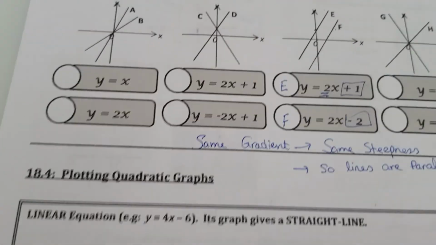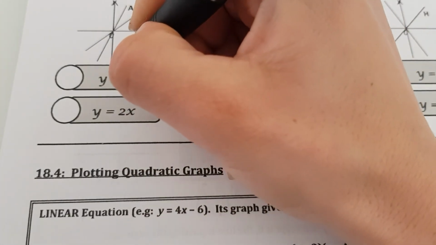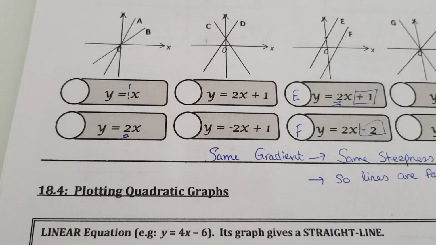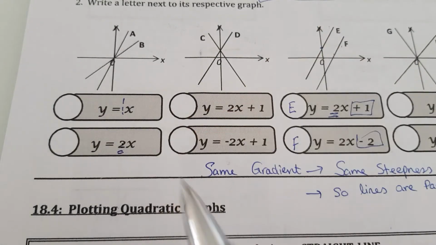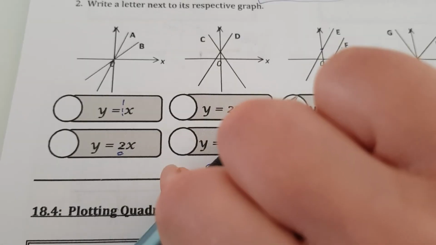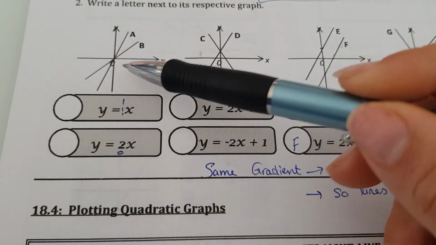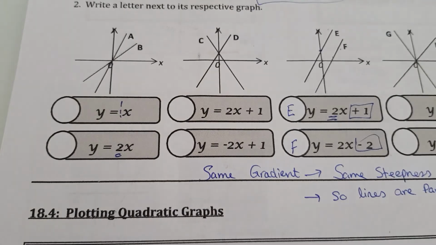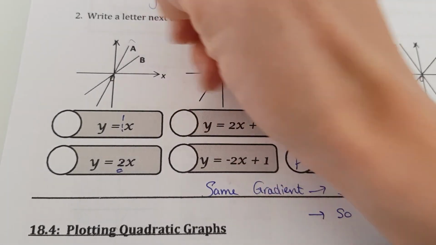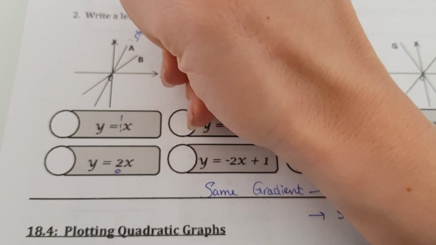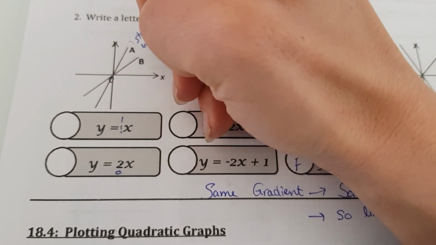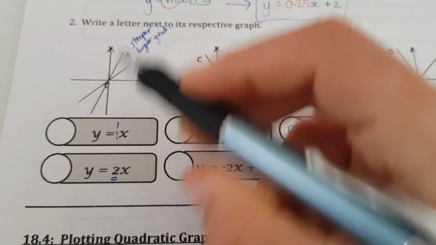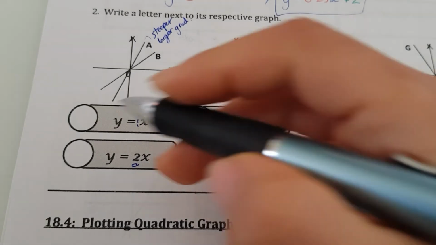So let's check them out. This one, y equals x, has one gradient, but this has a gradient of two. Which has the largest gradient? The largest gradient is this one. So since it is the largest gradient, it is more steep. And if we have a look at this, which is the steepest road? Which is the most difficult to climb? This is the steepest. This is steeper than this, so it has a larger gradient. Okay, so A is the steepest with the largest gradient.